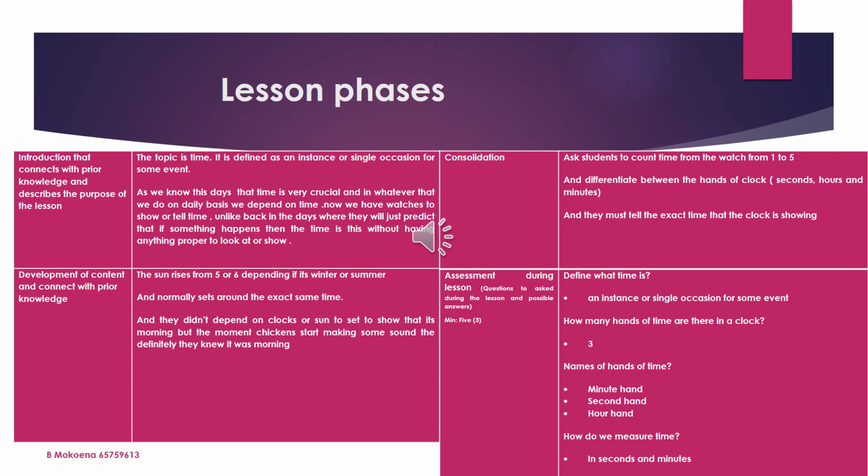Development of content and connect with prior knowledge. The sun rises from 5 or 6 depending on if it's winter or summer, and normally sets around the exact same time. And they didn't depend on clocks or the sun to show that it is morning, but the moment the rooster can start making some sound, then definitely they knew it was morning.